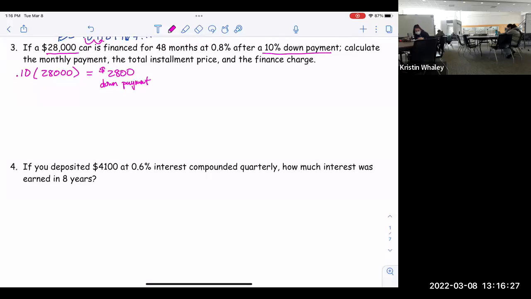Which means that my principal, or the amount that I'm borrowing, is not going to be the full 28,000. It's going to be however much is left after I make that down payment. So I'm going to take the $28,000 price of the car, subtract my down payment amount, and that difference is going to be the amount that I need to borrow, the amount financed. In this case, it's $25,200. So that's going to be my principal.